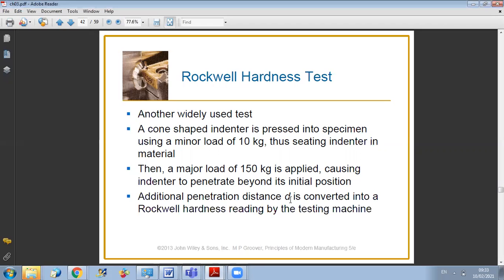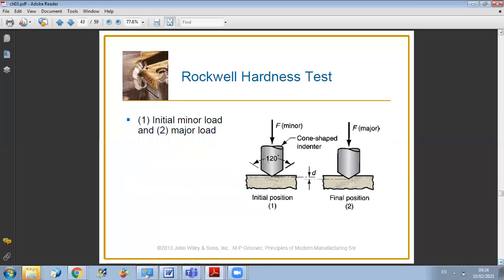So if you want, it's like a scale that we come up with to measure hardness, which is proportional to, in relation with, the distance of penetration. Because the higher the penetration distance, the lower the hardness will be.